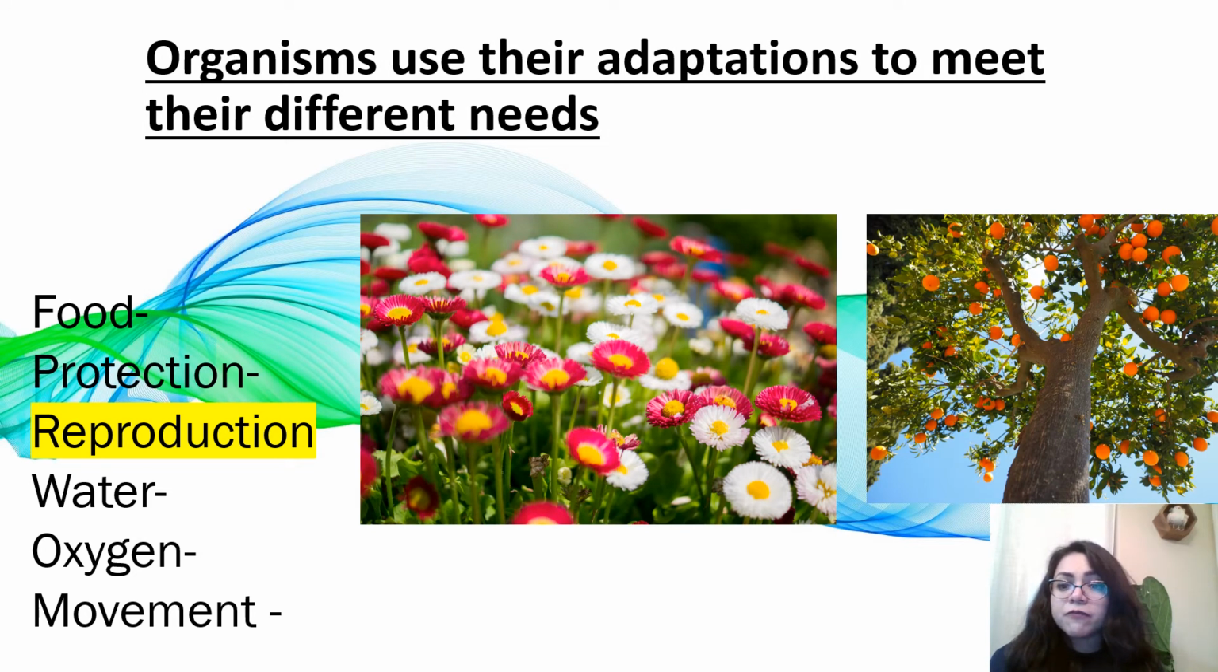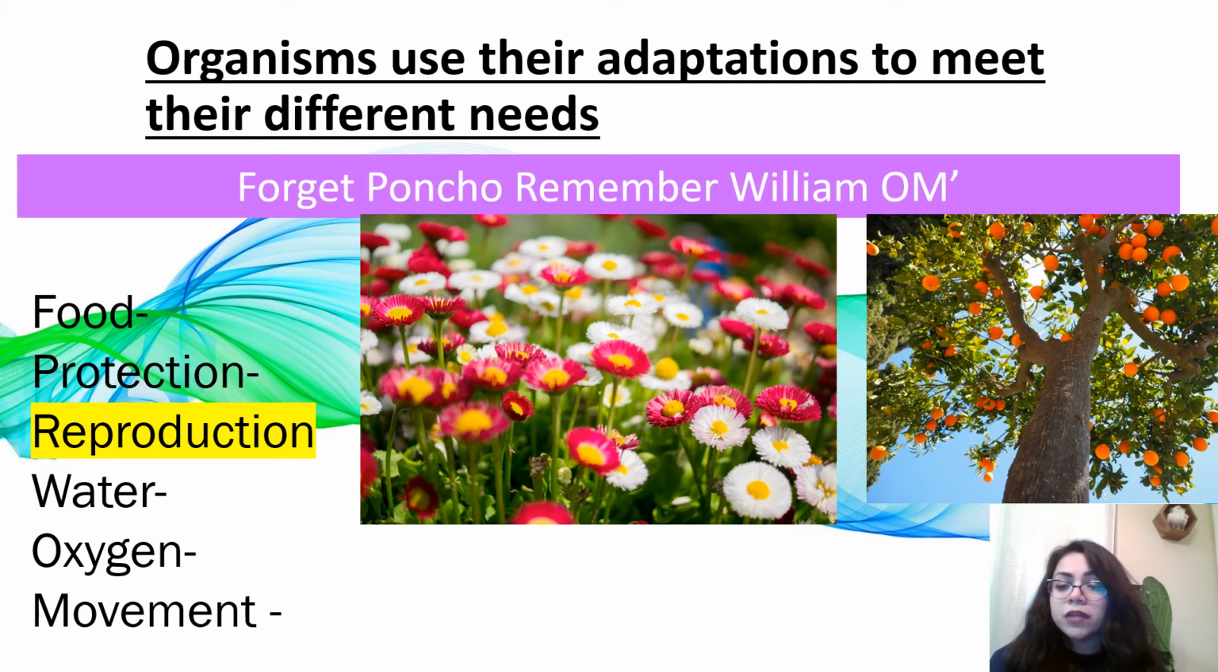Organisms may have different adaptations to meet their needs for reproduction. Like these flowers, they have different colors, they have good scent, so they can attract animals that can spread their pollen. Trees will have fruits that are tasty, so they can attract different animals, and they'll eat their fruits and spread the seeds.